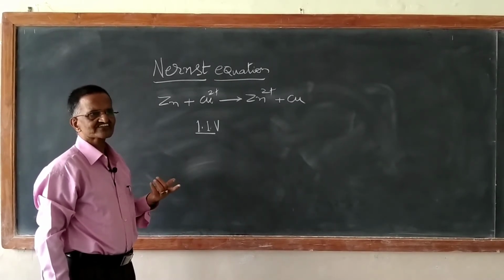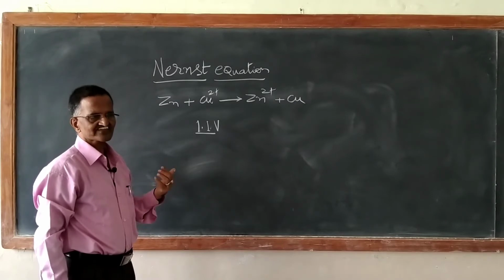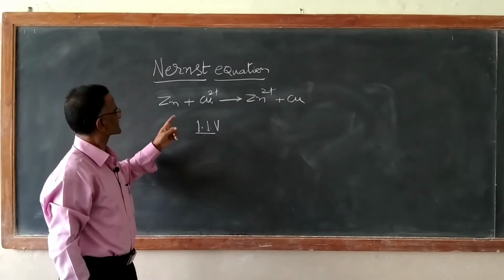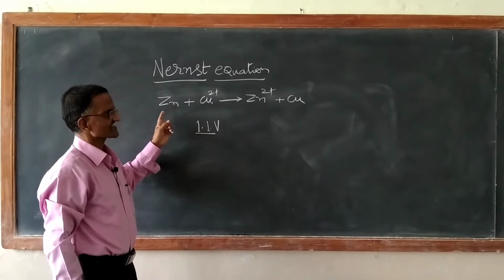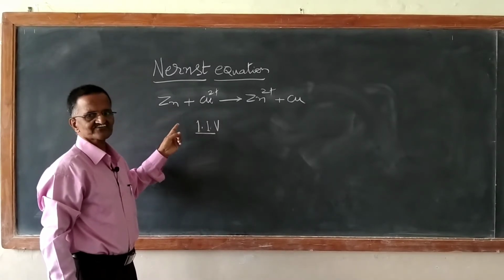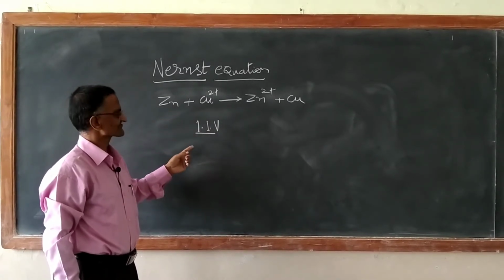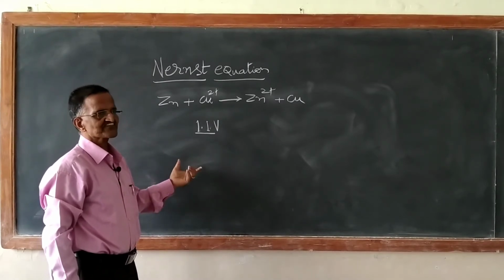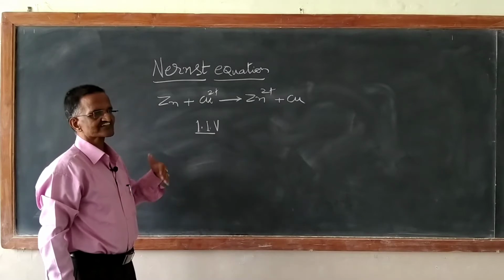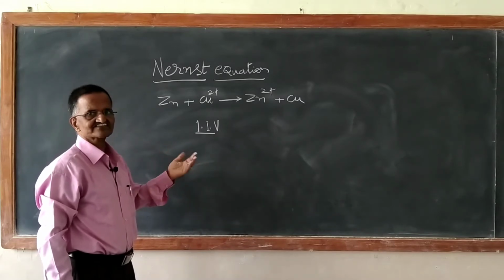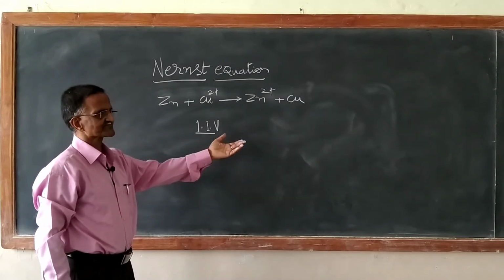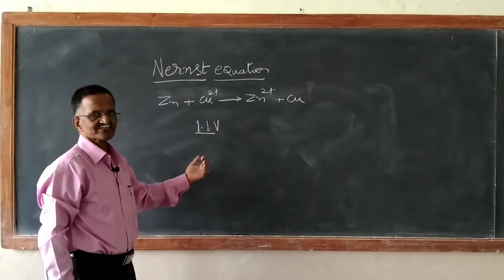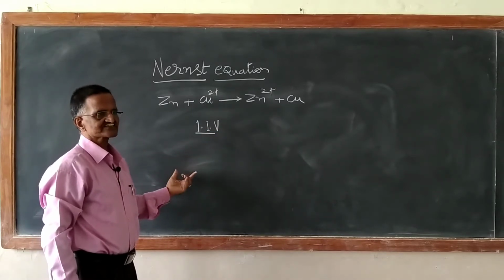Why will it happen like that? Again, there is a reason. What is the reason? With time, in the left half cell, Zn undergoes oxidation to form Zn2+ ions. What will happen in the left half cell? Zn2+ ion concentration is increasing. No doubt, from the salt bridge, other ions are coming and neutralizing.